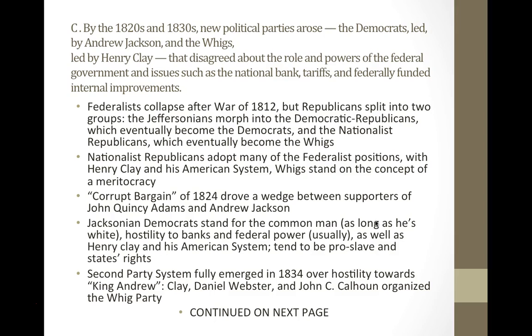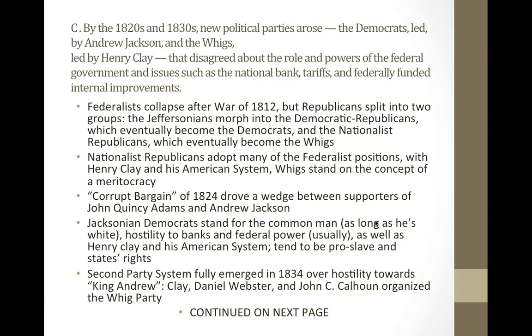All right, in 1824, we had the corrupt bargain. Remember, we had multiple people run, so we didn't really have two national parties anymore. So nobody gets a majority, nobody gets over 50% of the vote. All right, so therefore it goes to the House of Representatives. Andrew Jackson was the clear winner, remember. He got the most electoral college votes. He got the most popular votes. But because of the corrupt bargain, we're going to get a new president, not Andrew Jackson, but John Quincy Adams, and Henry Clay is going to become the Secretary of State.